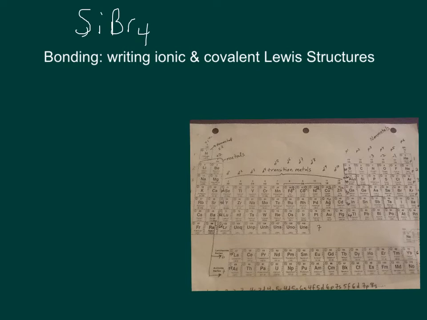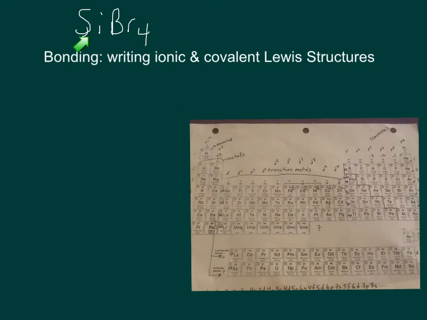Now let's write the Lewis structure for SiBr4. Find where Si is. Si is right here, so it is going to be considered a nonmetal. I know it's a metalloid, but it's going to be considered a nonmetal here. And Br is right there. So we have 2 nonmetals together. This is going to be a covalent bond.